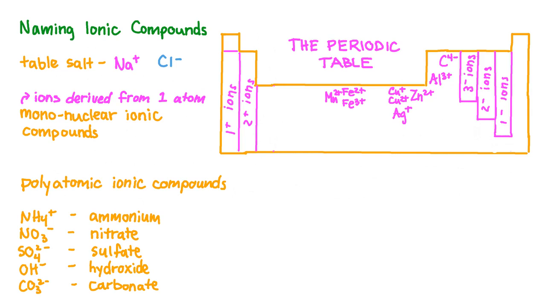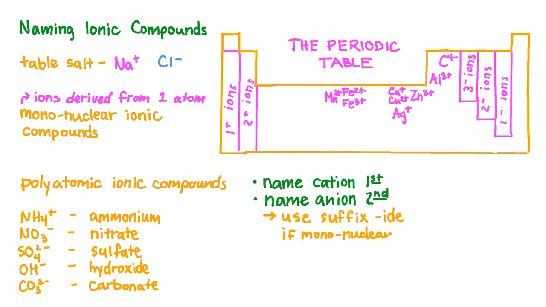There are many polyatomic ions that pop up in chemistry. Here are just a few of them and their names. When we name ionic compounds, we'll always name the cation first, followed by the name of the anion, and we'll use the suffix IDE if the anion is mononuclear. So now that we know these rules, let's try naming some ionic compounds and determining their chemical formula.